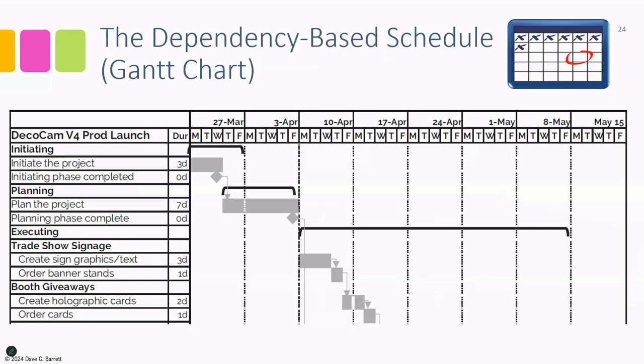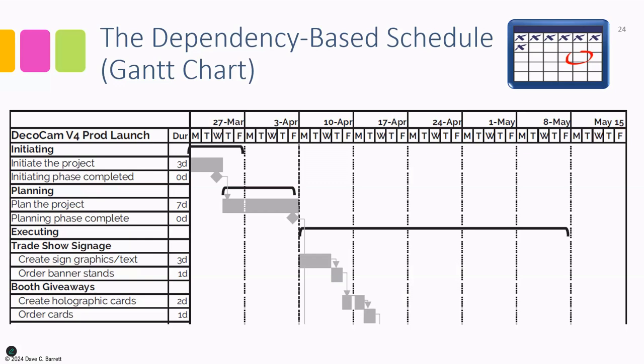The next and the third is the dependency-based schedule, also known as a Gantt chart. This is an approach where we can see the activities. So it is at the activity level. We can see the activities in the leftmost column being shown with the duration. And then we can see there's a calendar section which shows graphically the timing of each activity represented by a bar. Milestones are represented by a diamond shape, and through the arrows, you can see the dependencies between the activities.